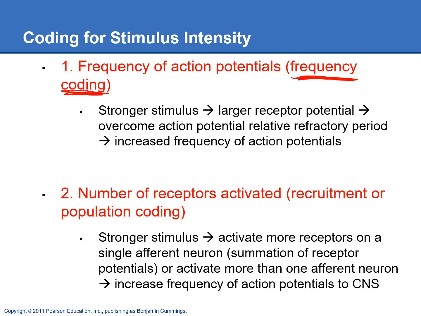And then the other thing that will code for a stronger stimulus will be the number of receptors that are activated. So we call this recruitment or population coding. So if you have a stronger stimulus, that'll activate more receptors on a single afferent or sensory neuron. And then we can add together the receptor potentials, or we can activate more than one sensory neuron, and we end up increasing the frequency of action potentials to the cerebral cortex.